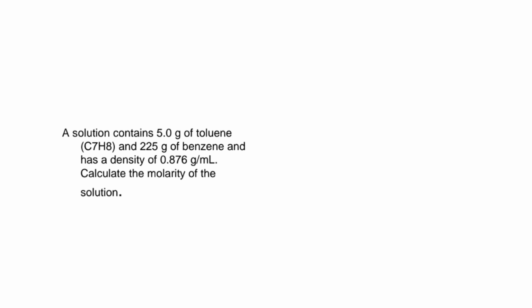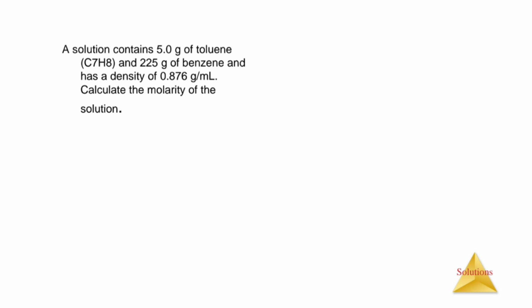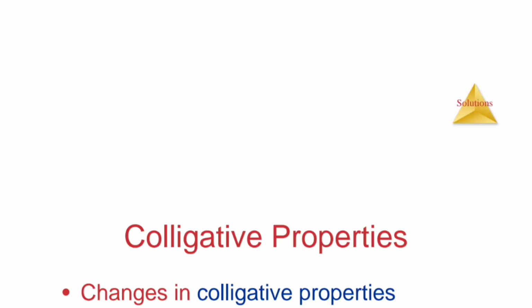Question here: calculate the molarity of this solution. 225 gram benzene and 5 gram toluene, density is given. Find molarity. You can calculate masses, and you have the density in gram per milliliter. Using the density and mass, you can calculate volume, and then find molarity.